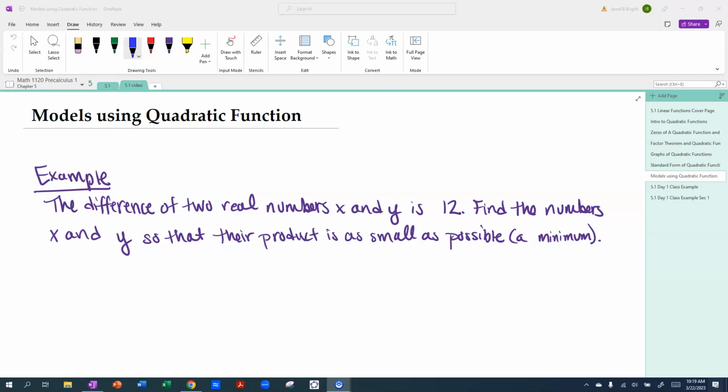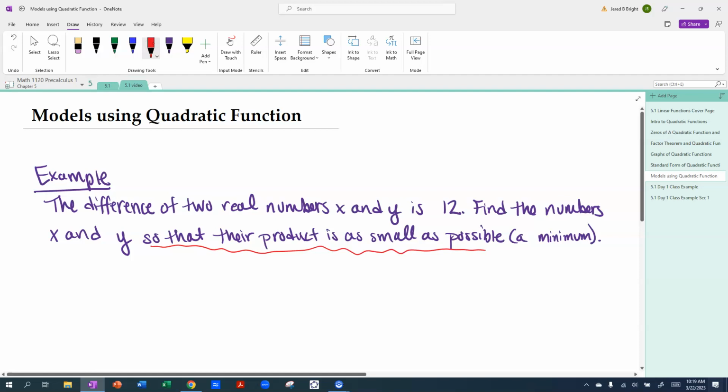So to find them more precisely, we should set up an equation. There's a constraint here. It says find them so that their product is as small as possible. And so what we're looking for is a minimum. We know in our study of quadratic functions, we either have a maximum or minimum occurring at the vertex. So if we're looking for a minimum, we're hoping to find a quadratic function whose graph would be concave up, and then we would have a minimum occurring.